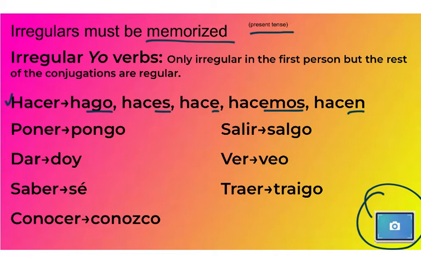So other verbs that act just like hacer and are irregular in the yo form are poner, which becomes pongo, dar, to give, which becomes doy, saber, which becomes sé in the yo form in the first person, conocer, which becomes conozco, salir, salgo, ver, veo, y traer, traigo. Take a screenshot. You should know these as well already, but I just want to refresh them in your memory.